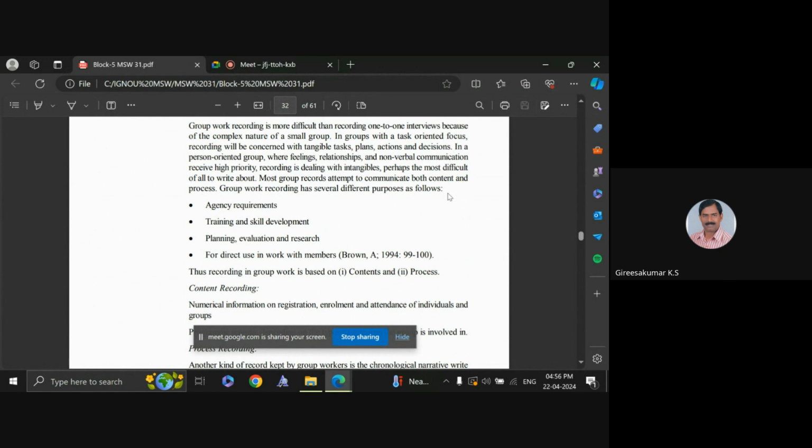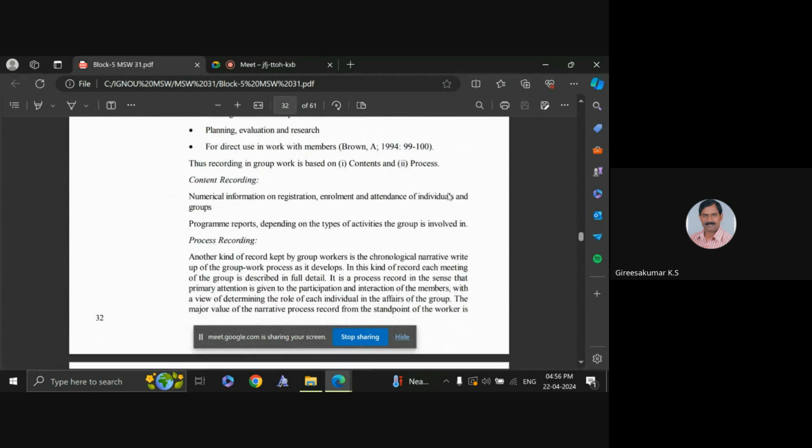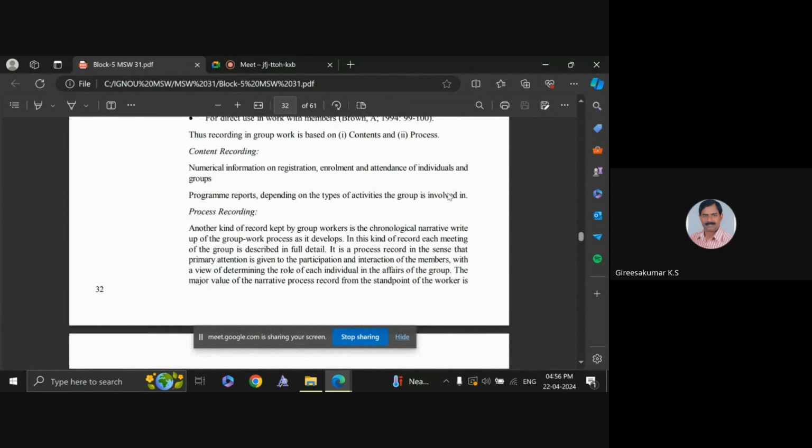Content recording means numerical information on registration, enrollment, attendance of individuals and groups. That is content. Then program reports, depending on types of activity the group is involved in. That is program reports. Process recording.